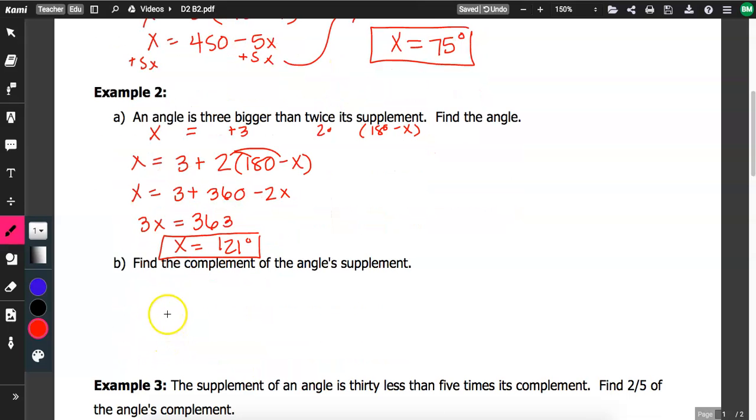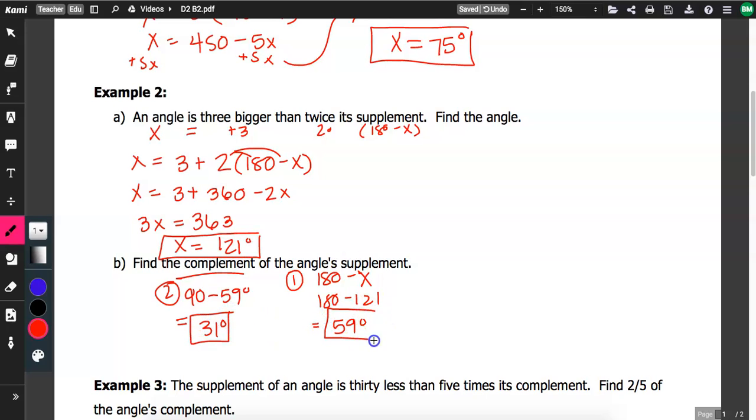And then part B, same setup, find the complement of the angle's supplement. Okay, so the complement of the angle's supplement means I have to do the angle's supplement first. So I'm going to do this first. So 180 minus X, which is 180 minus 121. So the angle's supplement is 59 degrees. Now I want the complement of that. So this is the second step. Complement would be 90 minus that 59 degrees, which equals 31 degrees. So here's my 2 answers.